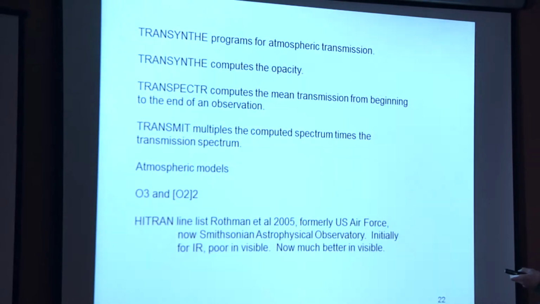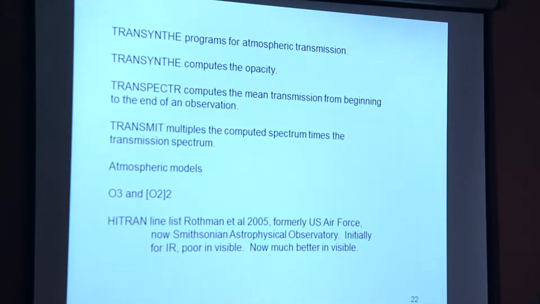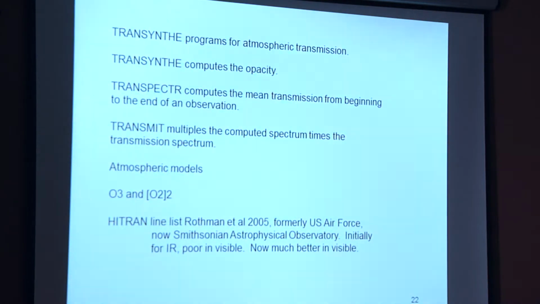And then the program Transmit multiplies that times the stellar spectrum. Turns out there are atmospheric models of Earth's atmosphere for different latitudes, different seasons, different amounts of various variables. And I never learned about those when I was in school. They didn't teach us about the atmospheric transmission.